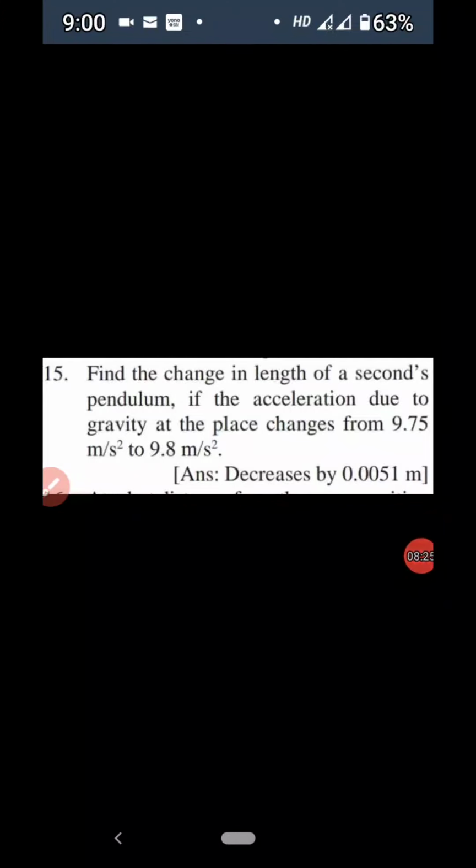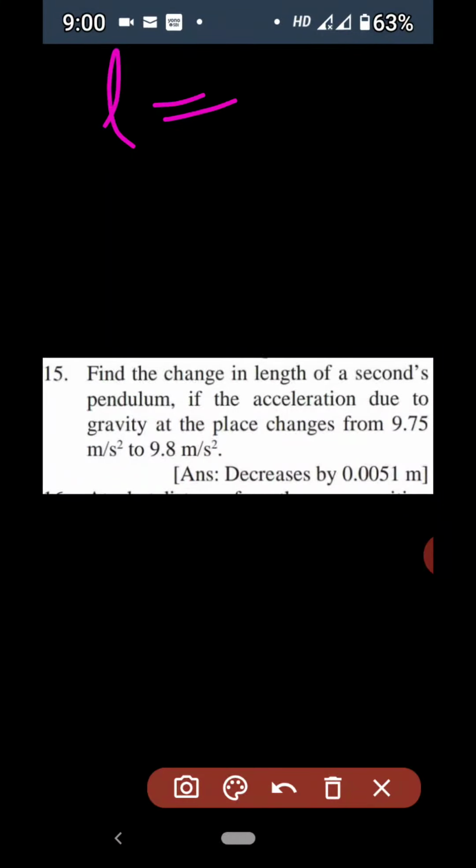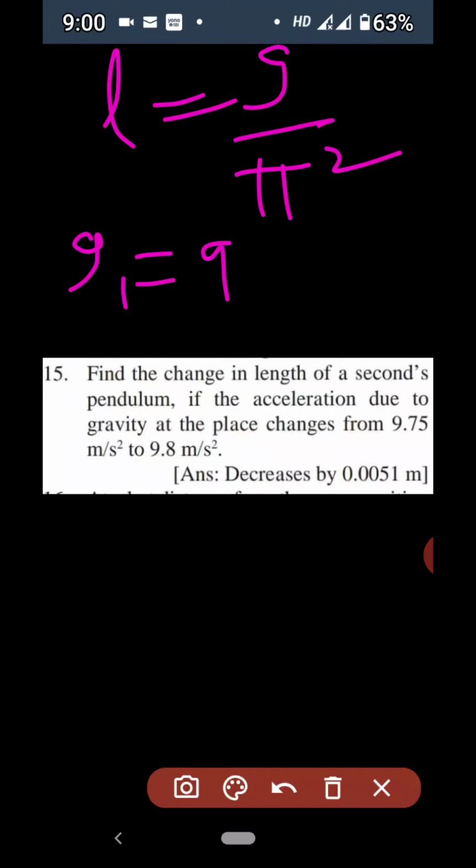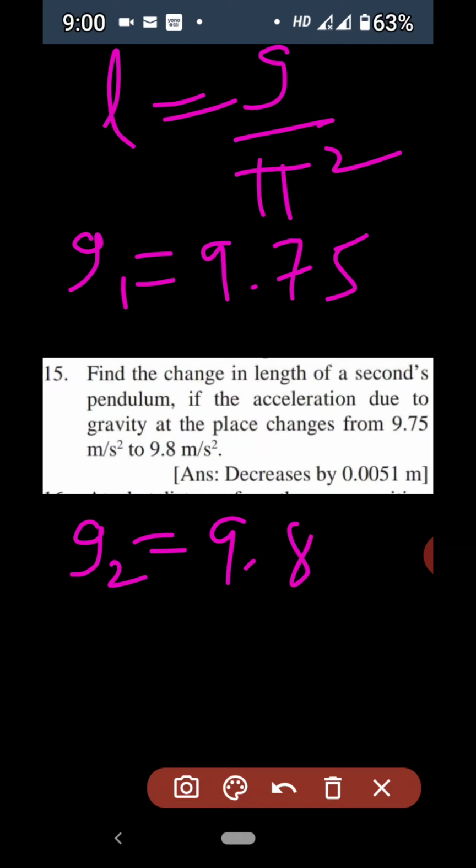Here the formula for length of a second pendulum L is equal to g upon pi square. So g1 is initially 9.75 and finally it becomes 9.8, means the value of g increases. So if g increases, length also increases. So there is an increase in length in this case, but the answer is given as "decreases by". So you have to make a correction here. Instead of decreases, you have to write here increases by. So let us see how to find that increase in length.